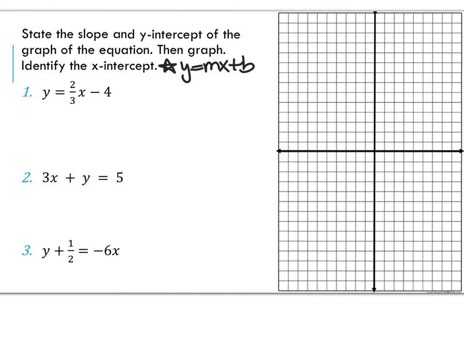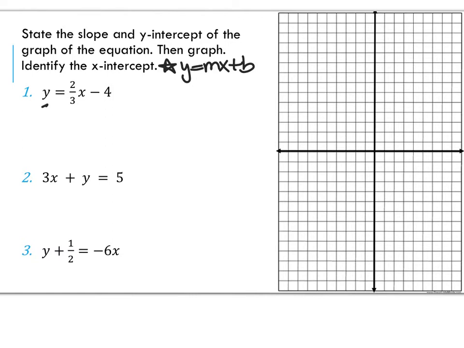Remember way back in chapter 1, we solved for y, and I said later on when we go and graph these linear equations, it'll make graphing a whole lot easier if we know how to solve for y. Well, now we're finally using that a few chapters later, and we're going to have to reference back on how to solve for y in a few of our examples. So let's first do number 1.